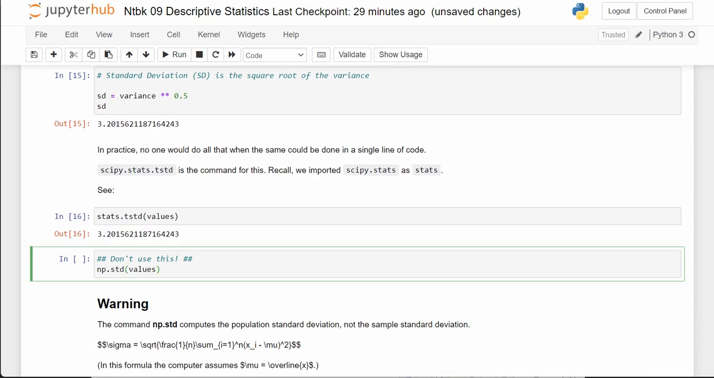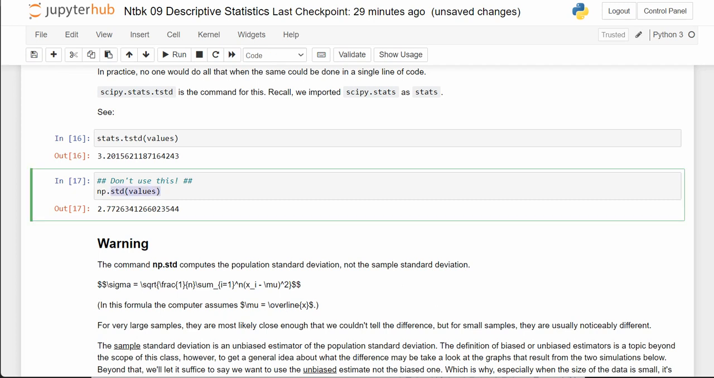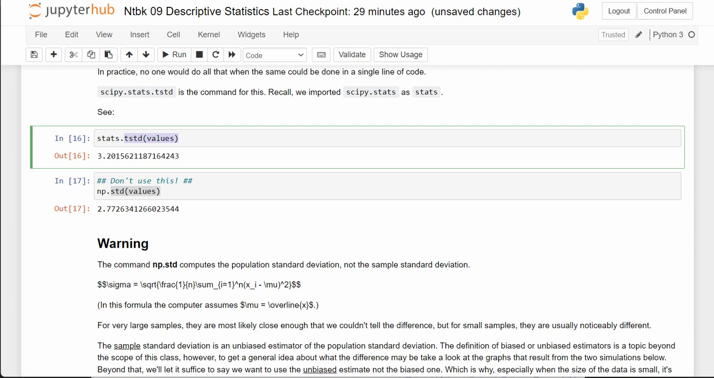Now, it turns out there is another value, right? So notice the difference here. It's STD versus TSTD. And TSTD is the one we're going to use for standard deviation. Why? Because it's the sample standard deviation, and this one gives us the population standard deviation. So it's not bad. It's just that we're working with sample data, and so we're going to use the sample standard deviation. So stats.tstd is how we're going to find the standard deviation.